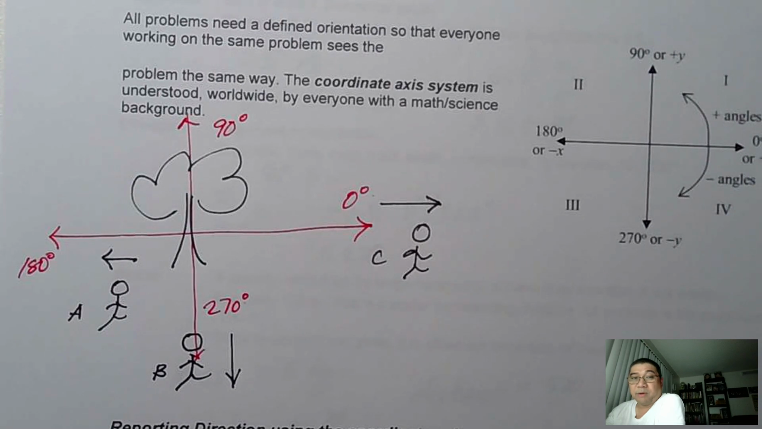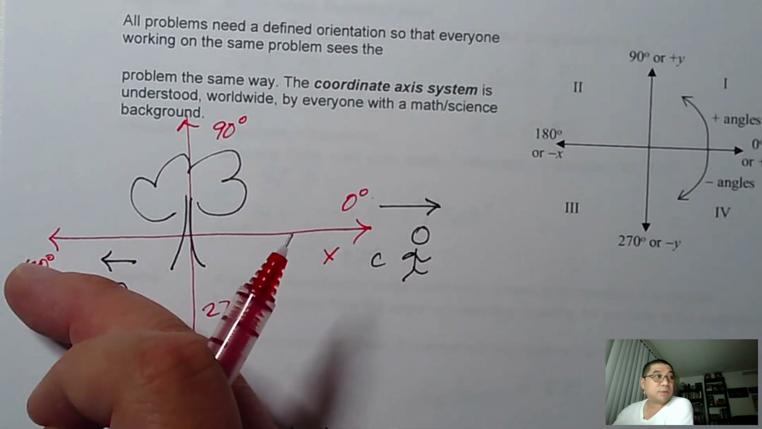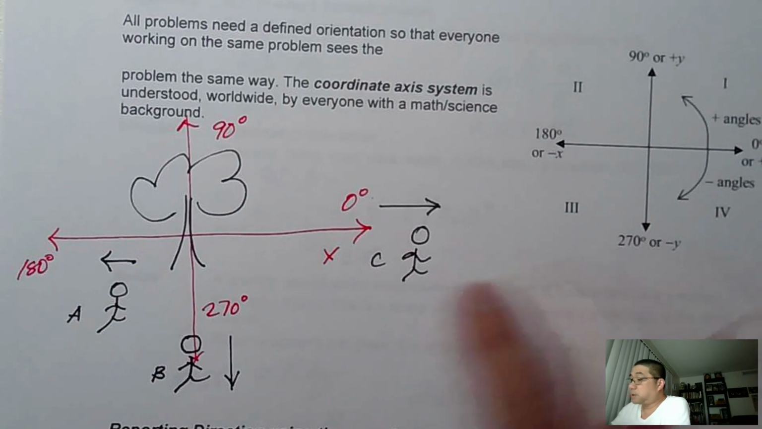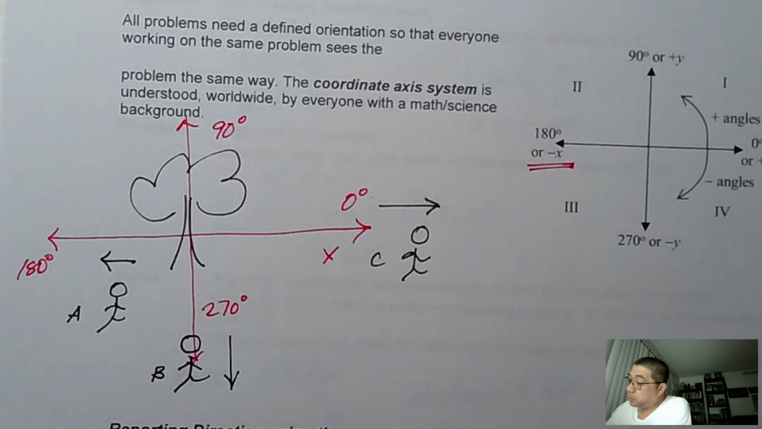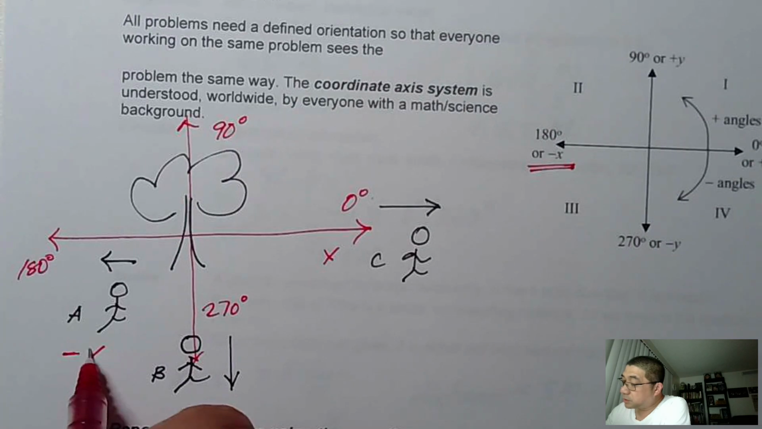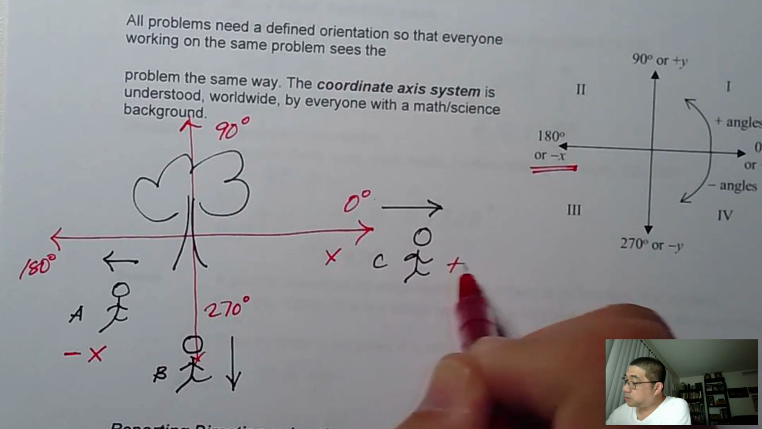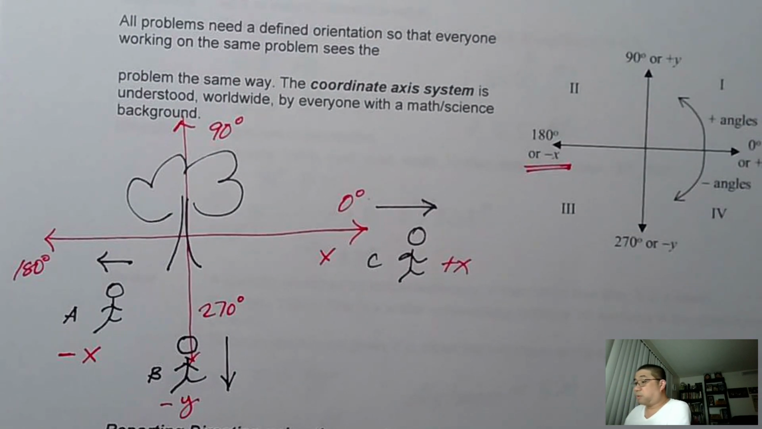Who is moving negative along the x-axis? If this is your x-axis, anything going to the left is considered negative, and anything going to the right is positive. So you can express from here negative x. We can say right away that A is traveling negative x, while C is traveling positive x. How about B? B is negative y. So that's the reason why we need to have a frame of reference.